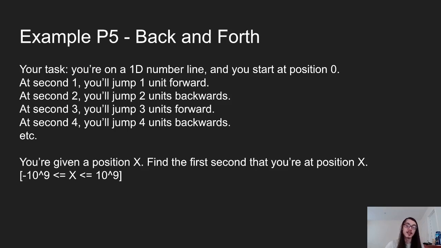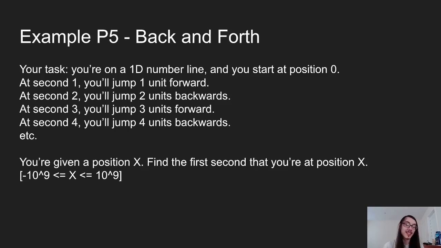Okay, next task. This is also on a 1D number line. Imagine you start at location 0. At second 1, you'll jump 1 unit forward. At second 2, you'll jump 2 units backwards. At second 3, you'll jump 3 units forward. At second 4, you'll jump 4 units backwards, and etc. It keeps going, forward and back and forward and back. You're given a location x. Find the first moment in time where you're at position x. So again, pause and try that.